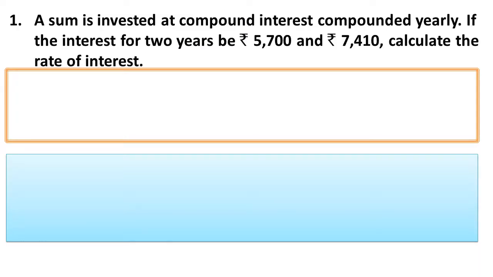Question number 1. A sum is invested at compound interest, compounded yearly. If the interest for 2 years be rupees 5,700 and rupees 7,410, calculate the compound interest.